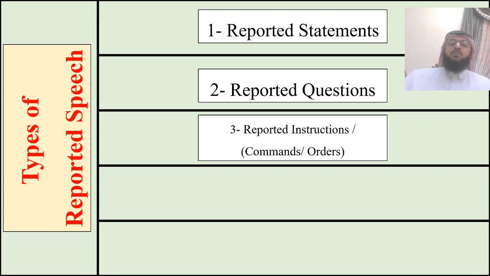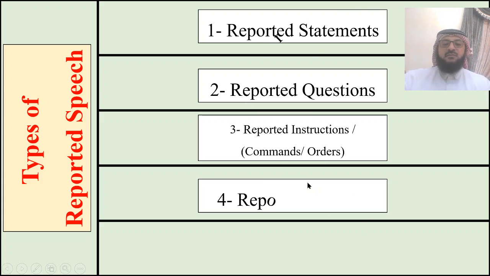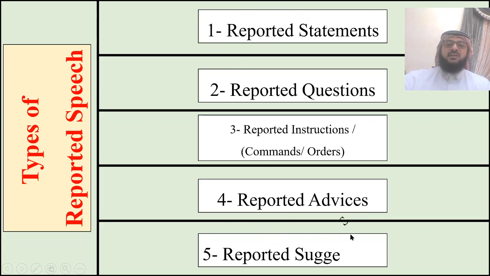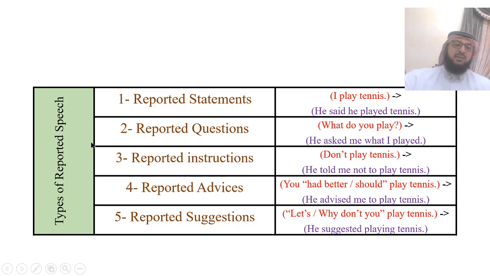Number three, reported instructions. نقل الأوامر أو commands أو orders. Stop writing on the desk. توقف عن كتاب على الطاولة. هذا أمر. Don't do this. Don't do that. هذه كلها أوامر سواء كانت positive أو negative. Number four, reported advices or reported suggestions. طبعا ما حنحتاجهم. كل تركيزنا we are going to focus on 1 2 3. That's all. Okay. So these are some examples.